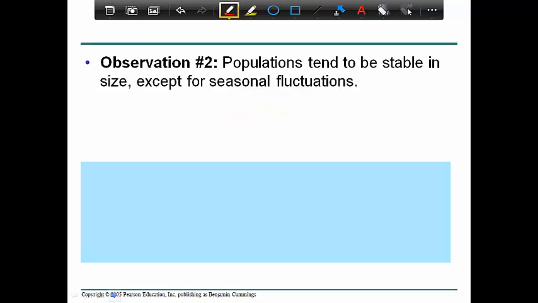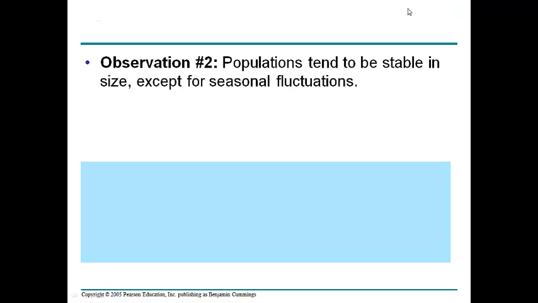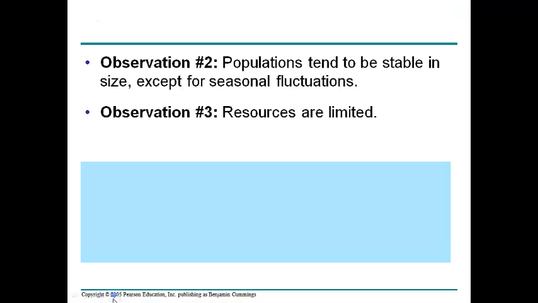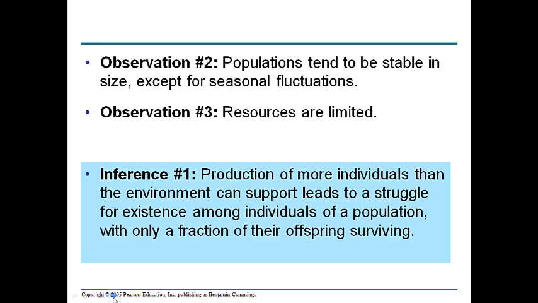All right, so we put these observations together, and what do we get? First inference, but observation 3 first, I forgot one more. We also know that resources are limited, and that's part of the reason why our population is going to stabilize, because we don't always have enough food to keep the population getting bigger and bigger, or water, or shelter, or whatever. So again, we put these three together, and we get our first inference.